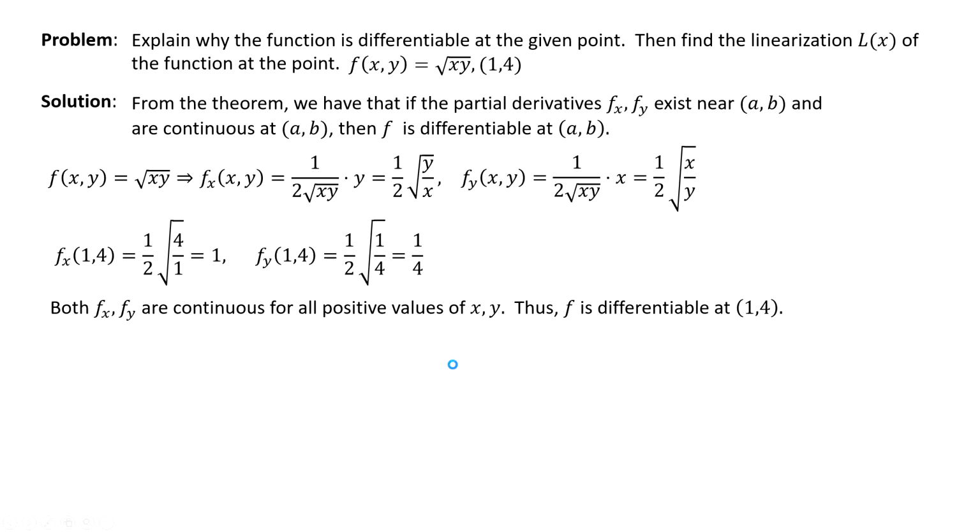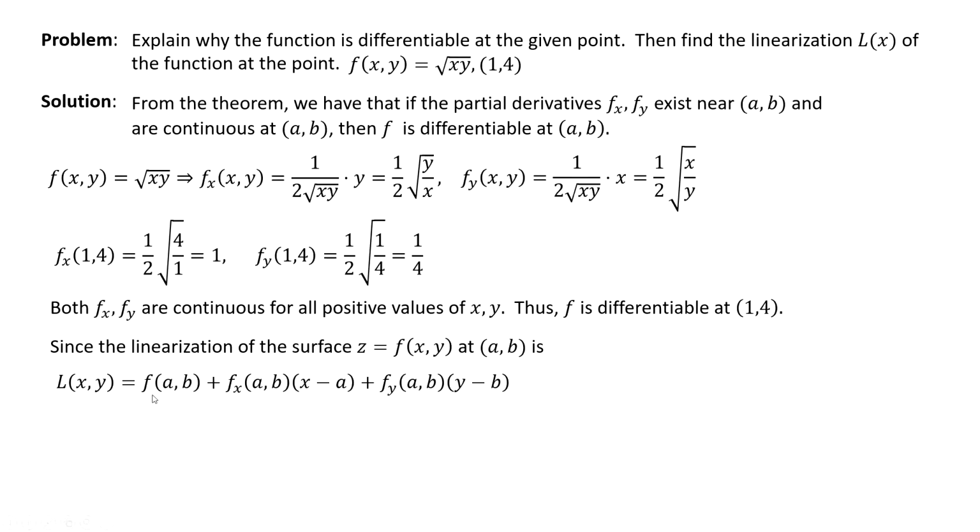Are these continuous for all positive values of x and y? As long as both x and y are positive, right, so these things are okay. And clearly near (1, 4), there is a surrounding neighborhood of it where x and y are positive. So guess what? This is differentiable at (1, 4). Okay, so we are done with the first part. Now let's look at the linearization.